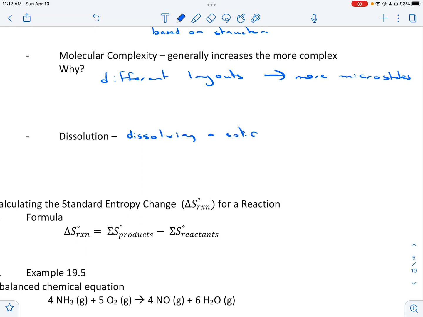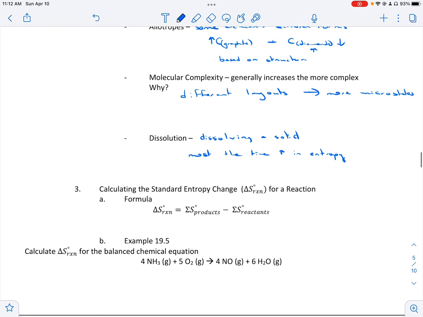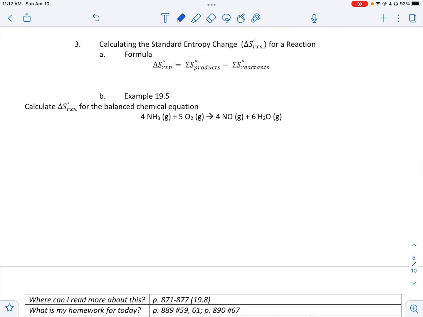The next one, remember, is dissolution, like dissolving a solid. Most of the time, this results in a higher entropy, an increase in entropy. Now, real quickly, there are some exceptions, and I have seen the AP exam talk about an exception. They'll say, this is an exception, explain why. That's because when it dissolves, it actually becomes more ordered in the solution than it was in the solid, which is kind of rare, but it does happen.